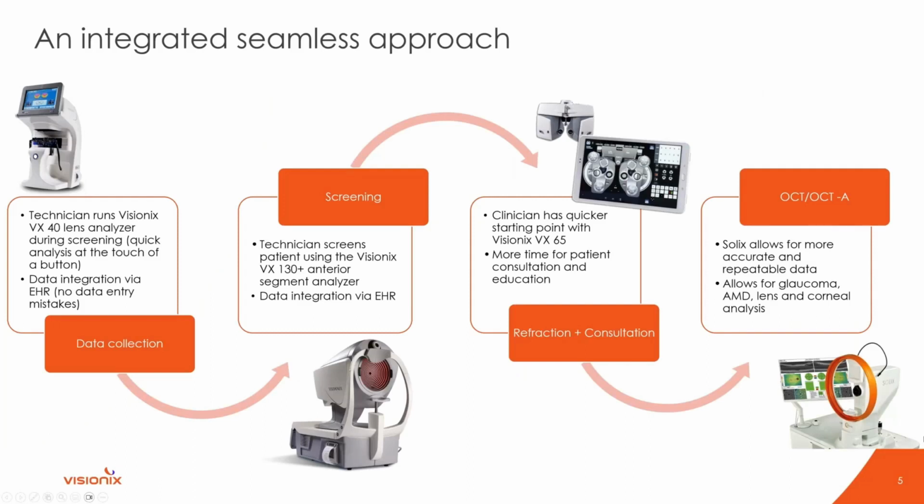Here is a quick view of how integrating all the machines gives us a seamless approach. What's great about integrating the machines is the amount of knowledge and skills the tech needs to perform and run all the machines. First, we'll start with the VX40, the autolensometer. It's a quick analysis with the press of a button and can easily be uploaded to the EHR. While you have the lenses analyzed, your tech is performing the screening with the fully automatic VX130 Plus, again with just the press of a button. This too is easily uploaded into your EHR.